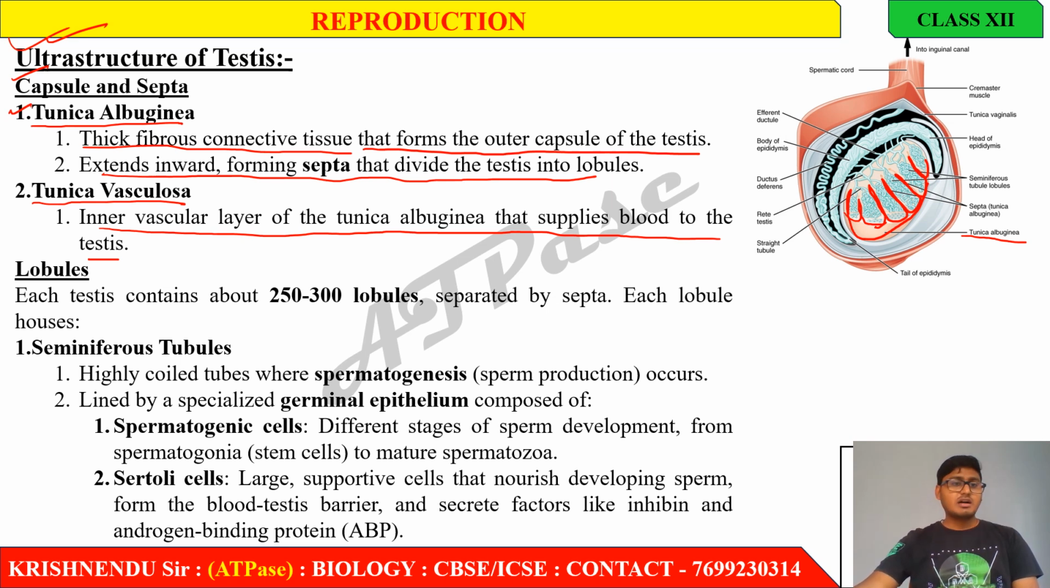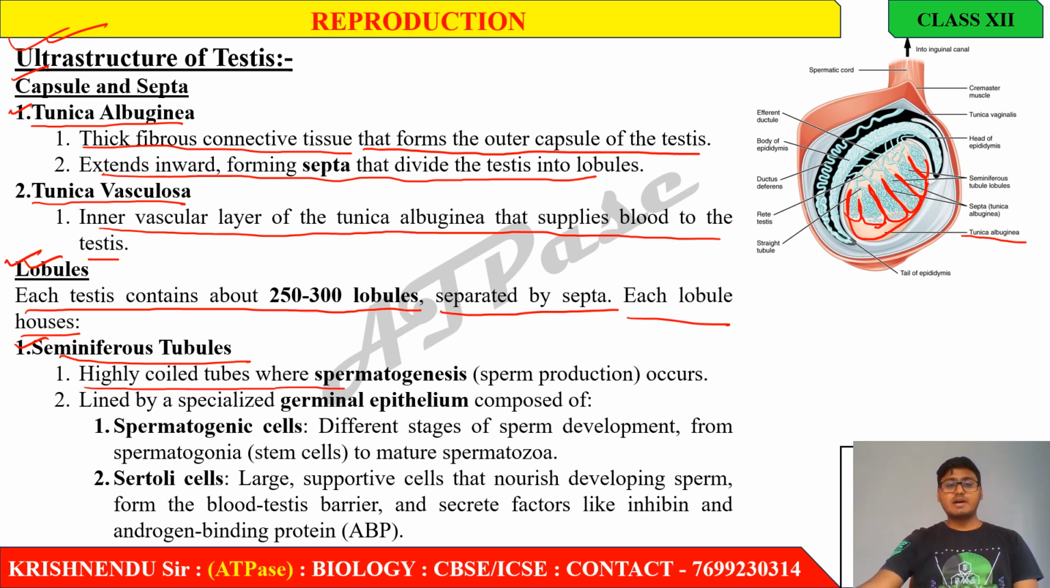Okay, so after the capsule and septa, the next structure is lobules. Each testis contains about 250 to 300 lobules that are separated by septa, and septa are formed by tunica albuginea. Each lobule houses seminiferous tubules. What different structures are present in each lobule? First is seminiferous tubules. These are highly coiled tubes where spermatogenesis, that is sperm production, occurs.